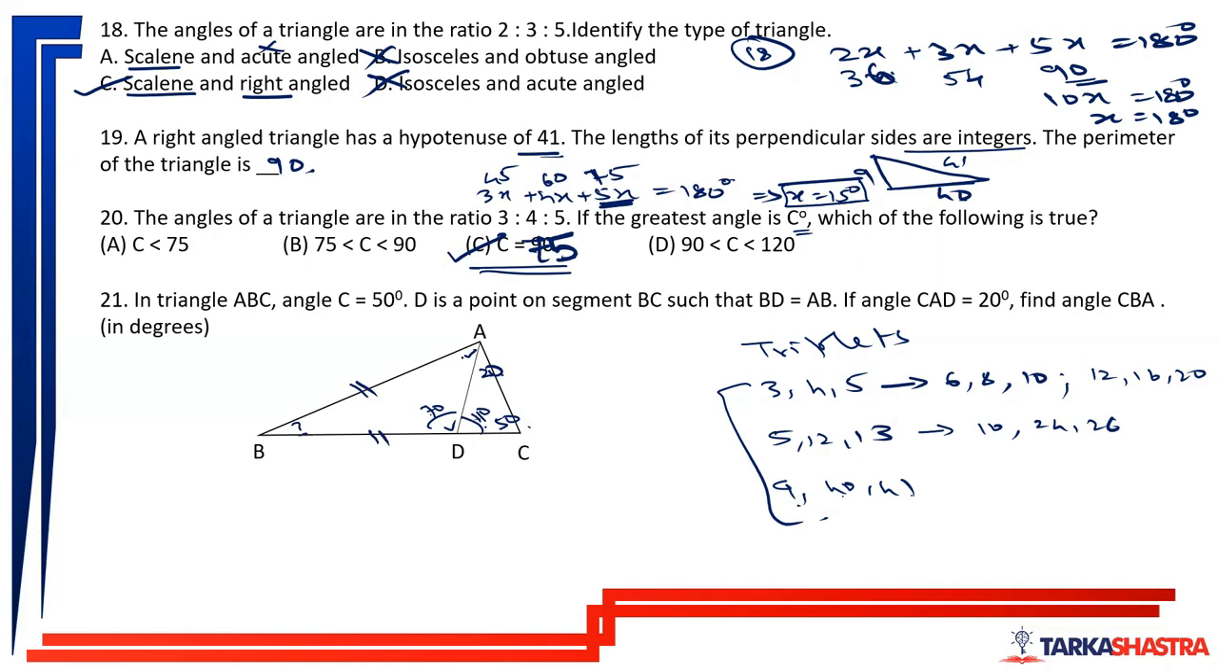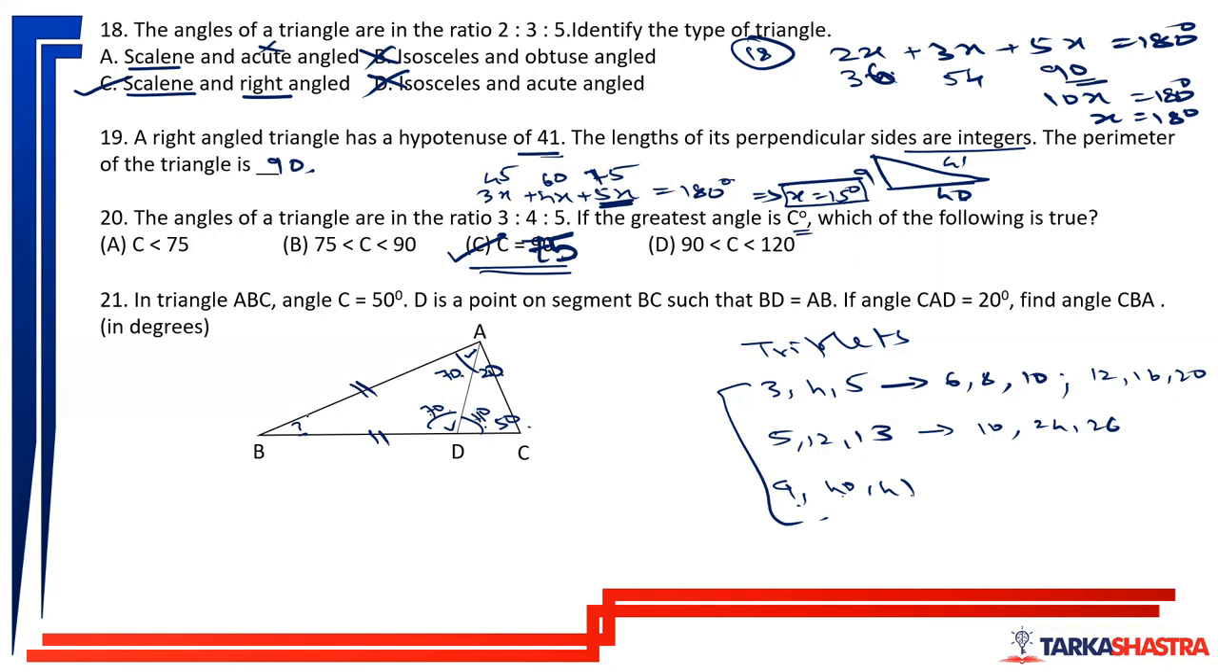And this is 70. This will also be 70. Why? Because ABD is an isosceles triangle. Don't go by the diagram. The diagram is not drawn to scale. So this is 70, this is 70.